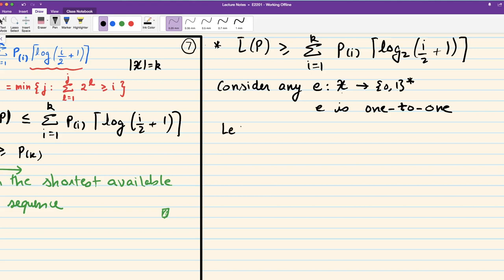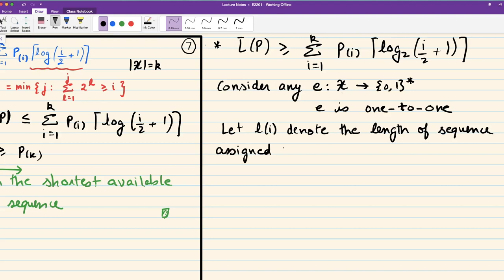Now, let Li denote the length of the sequence that is assigned to the symbol with probability Pi, the i-th highest probability symbol. The length of the sequence assigned to the symbol i. Remember that this symbol i is the symbol with probability Pi. So that's what this Li is. Any scheme will also assign some sequence to this symbol. Of course, the scheme we saw earlier had assigned the shortest available sequence to this symbol. Now, any other scheme will also have some other sequence assigned to the symbol. Let Li be the length of that sequence. That's what that notation is.